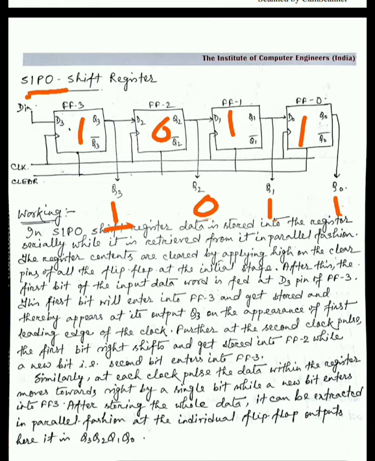So in serial input and parallel output flip-flop, we only need 4 clock pulses, the number of bits, the number of clock pulses to store and retrieve the data. So it takes less time than serial in serial out flip-flop. This is the working of the flip-flop.